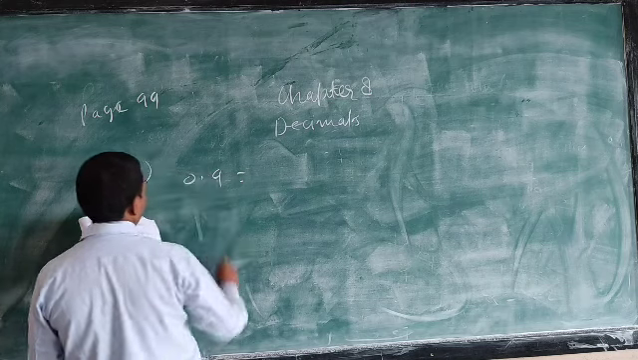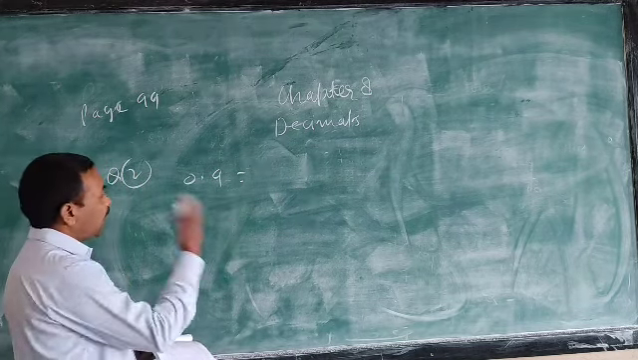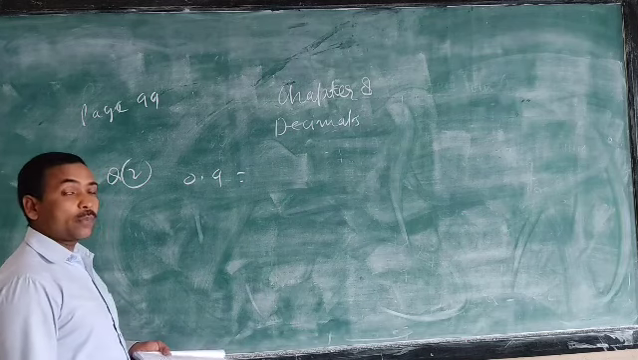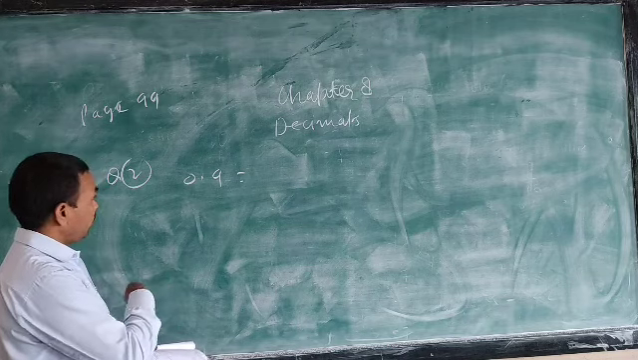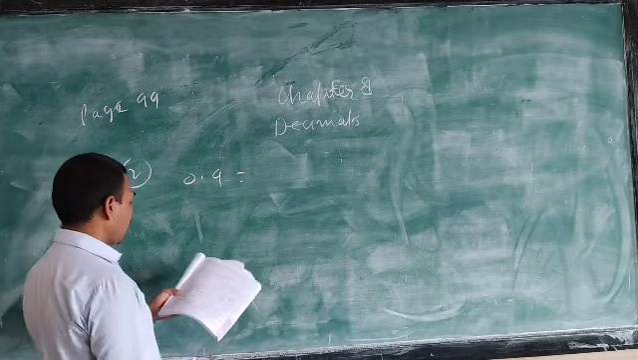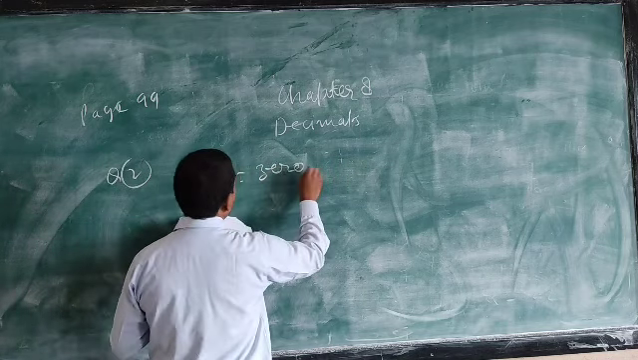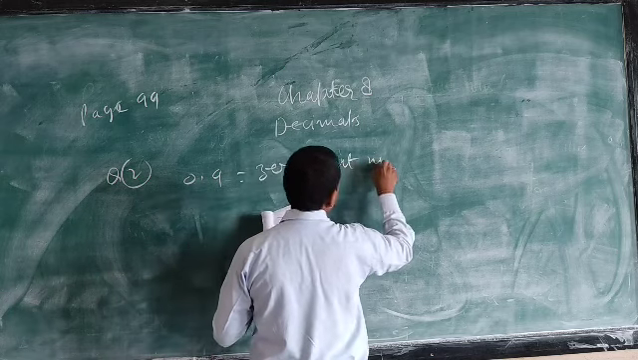How to read? The part before the point is known as the whole number part, and after the point is known as the decimal part. In the decimal part we have to read the numbers separately. And the whole numbers you know how to read. So this can be read as 0.9.